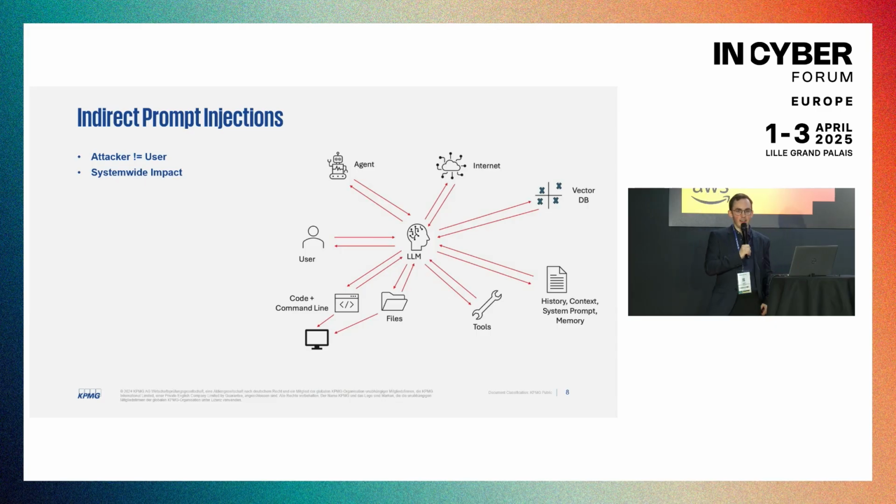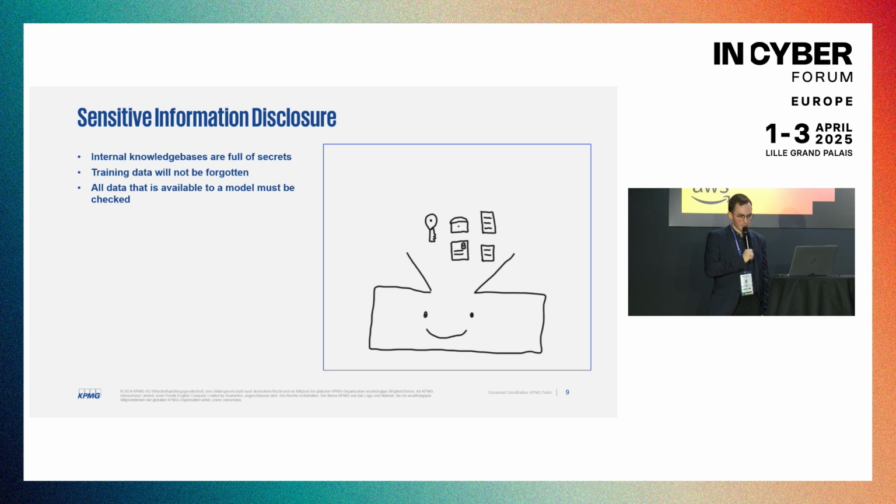In that case, we have been more thinking about, okay, the user attacking the model. But what makes it really impactful from the things we have been talking about are indirect prompt injections, where the user is not the attacker, but the prompt injections might come in from other sources. So you have other agents, the internet, vector databases, history, context, tools, and all that can also deliver prompt injections into your system. And that is really having a system-wide impact on security. That's why indirect prompt injections currently are really the thing to worry about.